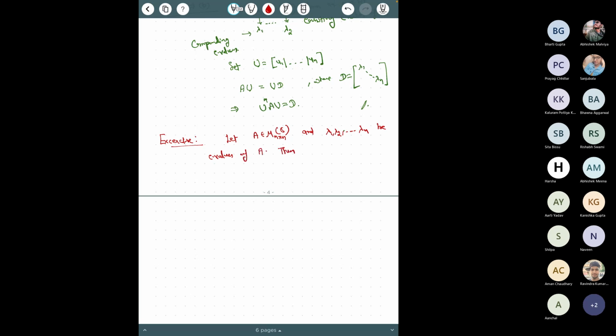Then you can show that A is normal if and only if this condition is true: the summation of mod Aij whole square, i, j equal to 1 to n, that means you take the sum of the square of modulus of each entry of A, is equal to the sum of the modulus squared of the eigenvalues of A. So this gives you an equivalent condition.